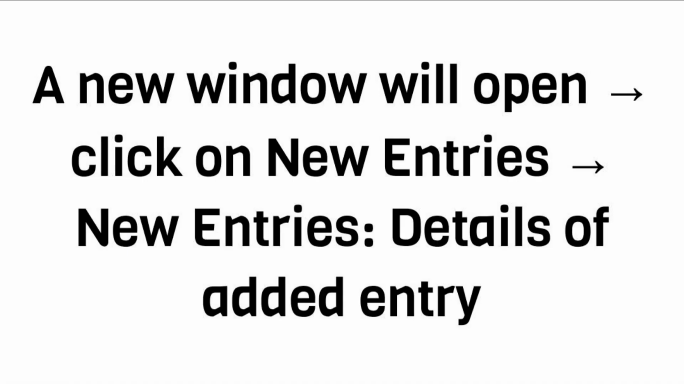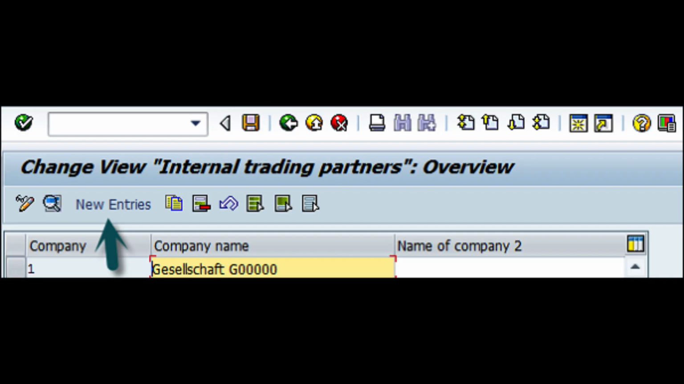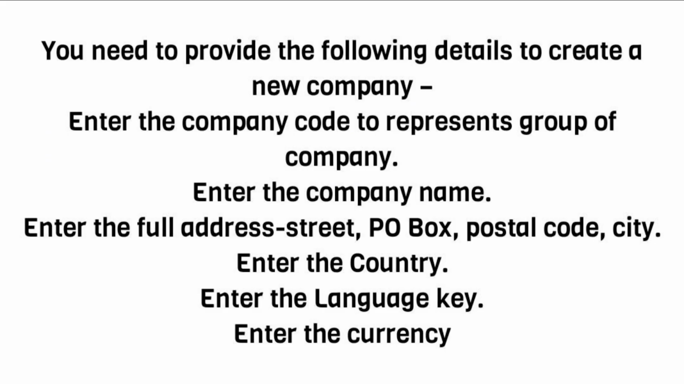A new window will open. Click on New Entries. New Entries, Details of Added Entry. You need to provide the following details to create a new company. Enter the company code to represent the group of companies. Enter the company name. Enter the full address: street, PO box, postal code, city. Enter the country. Enter the language key. Enter the currency.